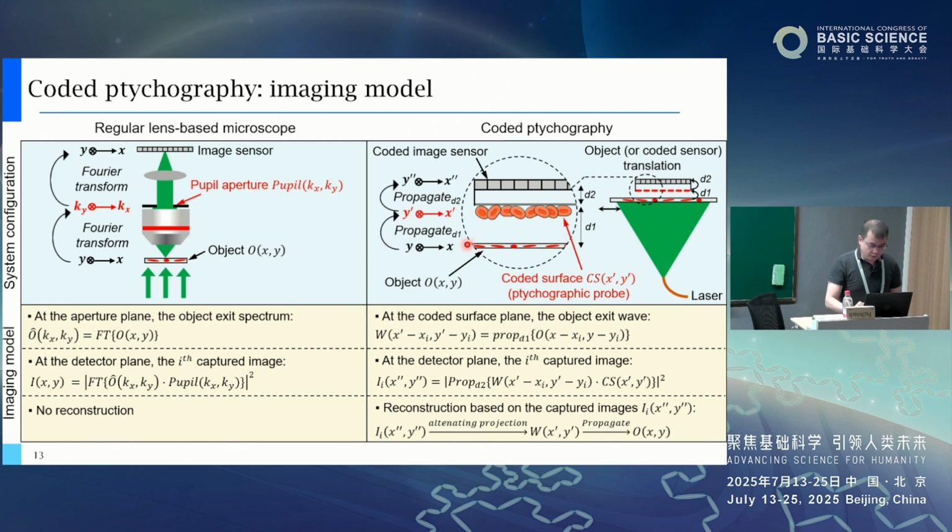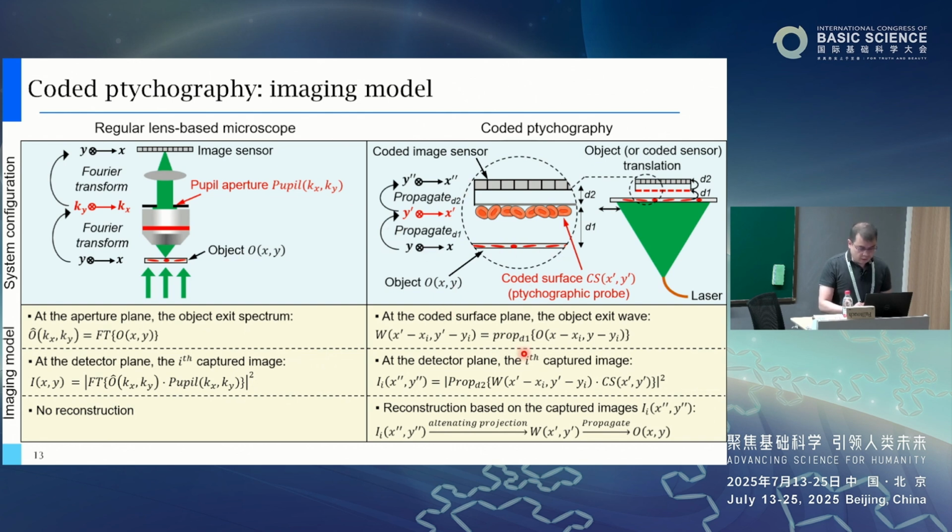So let's take a look at what we are doing here. We have the object. We have this layer of blood cells serving as the computational lens, and then we have the detector at the back. What we are doing here is trying to replace the two lenses, the tube lens and the objective lens, with free space propagation. There's no physical lens anymore. We just have air between the object and the coded surface, and also air between the coded surface and the detector.